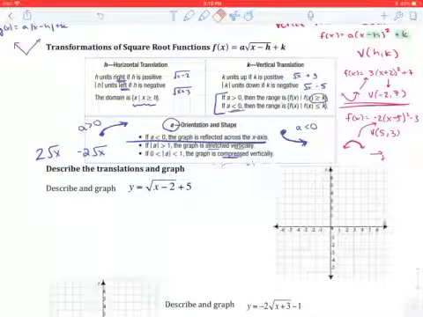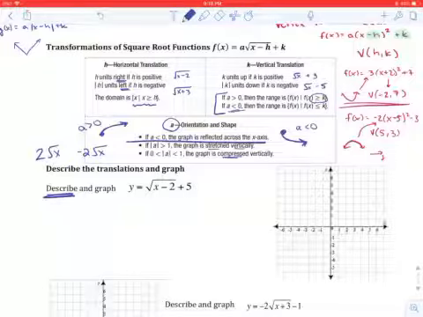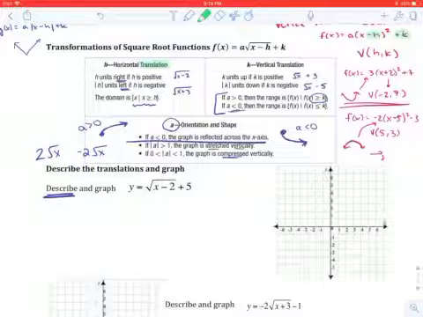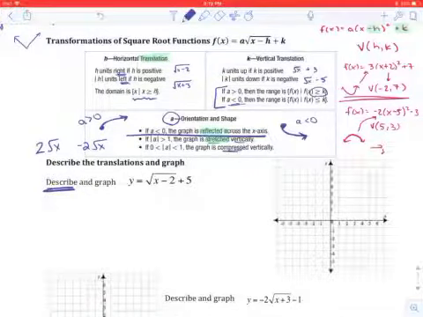And so we'll take a look. We can really plot some points to get a better visual of that as well. So let's take a look at what that might mean. Describe and graph. I am going to ask that we use appropriate terminology, which means we're going to use the words translation, stretch, and reflected. This is definitely going to come in handy next year as we continue to work with these.